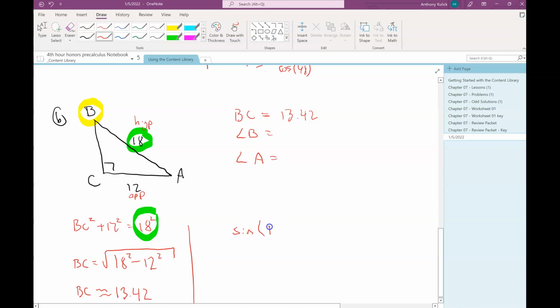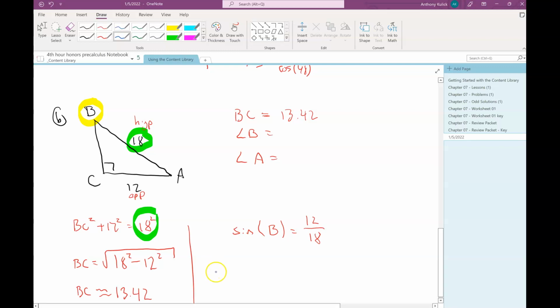So I should be using sine. So I know sine of B is equal to 12 over 18. And now we want to get the B by itself, so we've got to get that sine out of there. How do I get rid of sine? No, it's not dividing. That would be like trying to cancel out this square root symbol by dividing by a square root symbol. Yeah, we're going to use inverse sine.